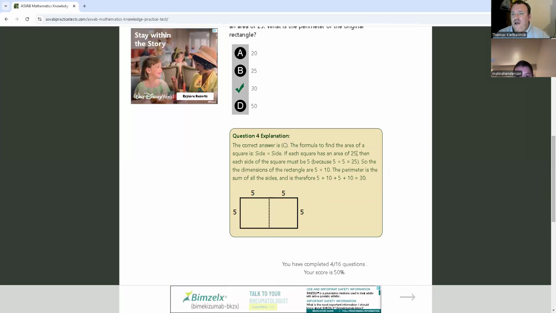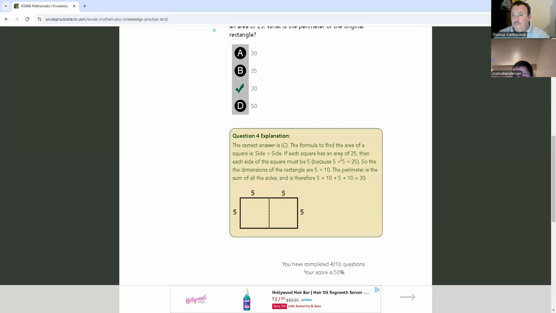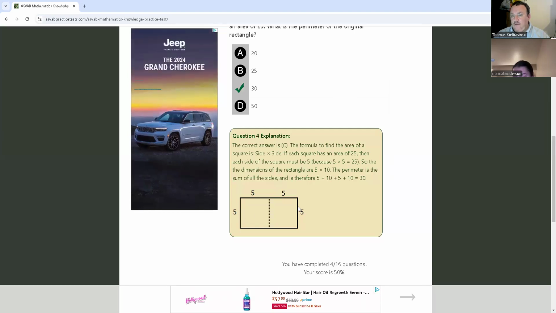The formula to find the area of the square is side times side. So there's another one of adding up all the sides. So there's 5, 5, 5, 5. Well, then there's going to be 5, 5 on the other side too. There's 10 on each side. So that's why that came up to be as it is. Instead of it being multiplication, it came up to addition.